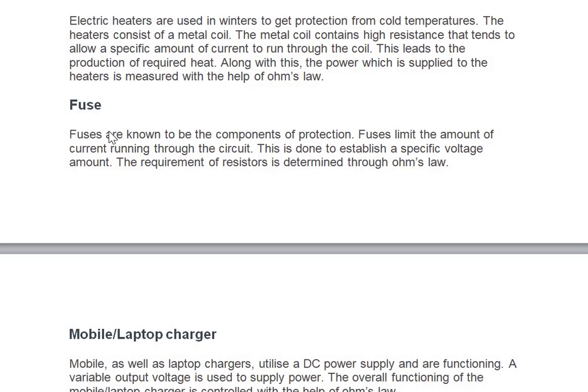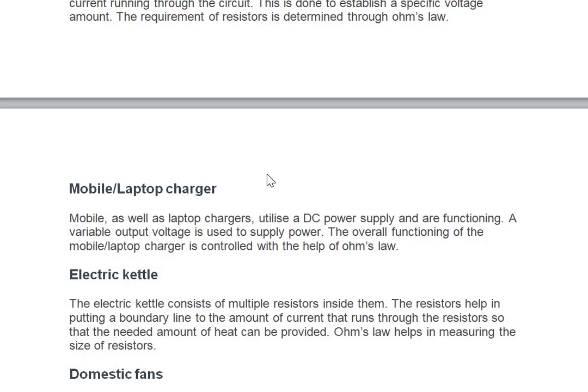Then the other example is the fuse. Fuses are known to be components of protection. Fuses limit the amount of current running through the circuit. This is done to establish a specific voltage amount. The requirement of the resistor is determined through Ohm's law.